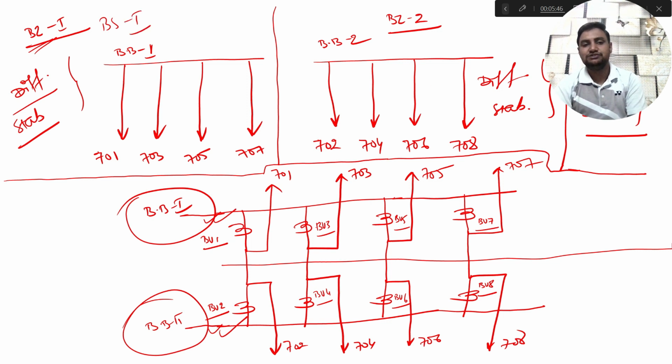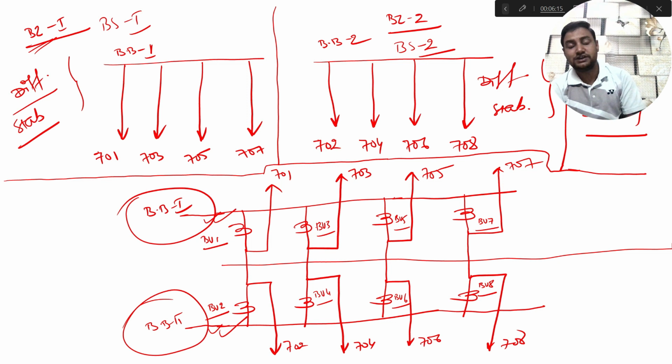Similarly, the bays which are connected to bus bar 2 are called BZ2, that is bus zone 2, or BS2, that is bus section 2. You will have different differential and stabilization currents for each bus zone, that is bus zone 1 and bus zone 2, and the overall check zone, which is the combination of bus zone 1 and bus zone 2, that you will also see inside the relay.